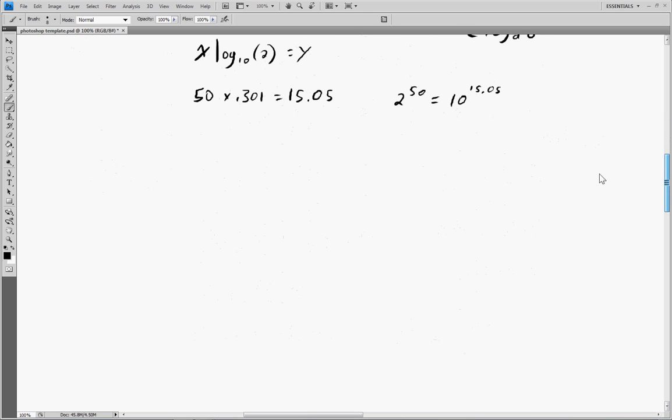Now I'm going to do another example here, this time involving a tower of exponents, basically. So let's say we have 2 to the power of 10 to the power of 10, and we want to figure out what 10 to the power of 10 to the power of something is. So we want to figure out this question mark here.